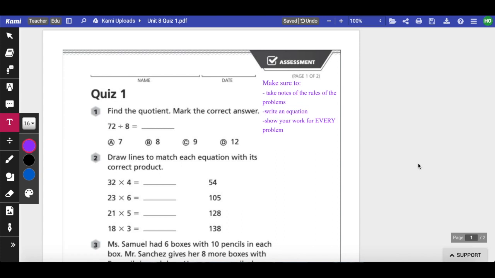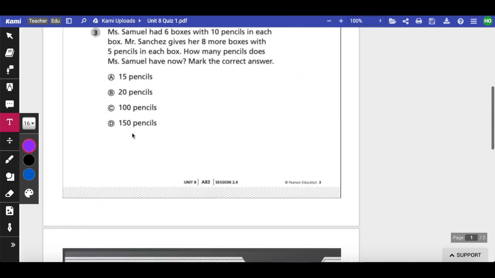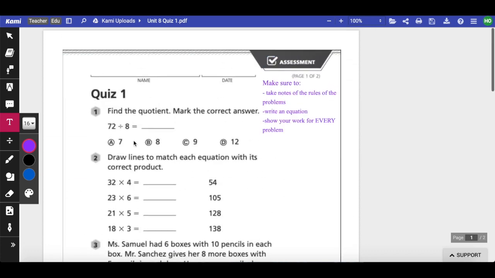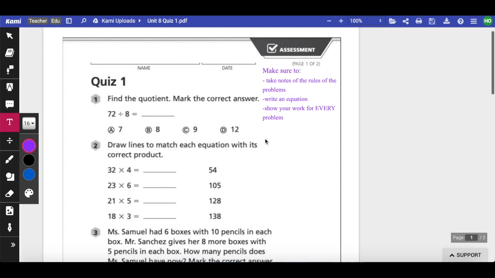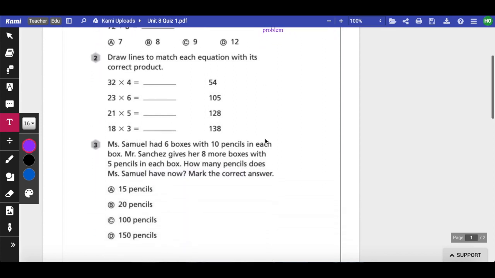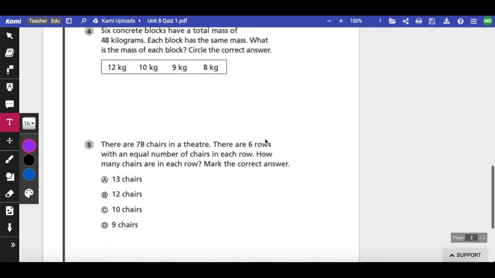Here is your have-to for today. It's Unit 8, Quiz 1. So there are 5 different questions. And what I have written up here, I said to make sure to take notes of the rules of the problem. So that means how many groups, how many are in each group, and the total number. Write an equation and then show your work for every problem. If you don't show your work for every problem, you're going to get points taken off because I need to see how you figured out your answer. So make sure to take your time with this and solve 1 through 5 and make sure you show your work either on here or on a piece of paper and submit a picture of that piece of paper. That way I'm able to see it.